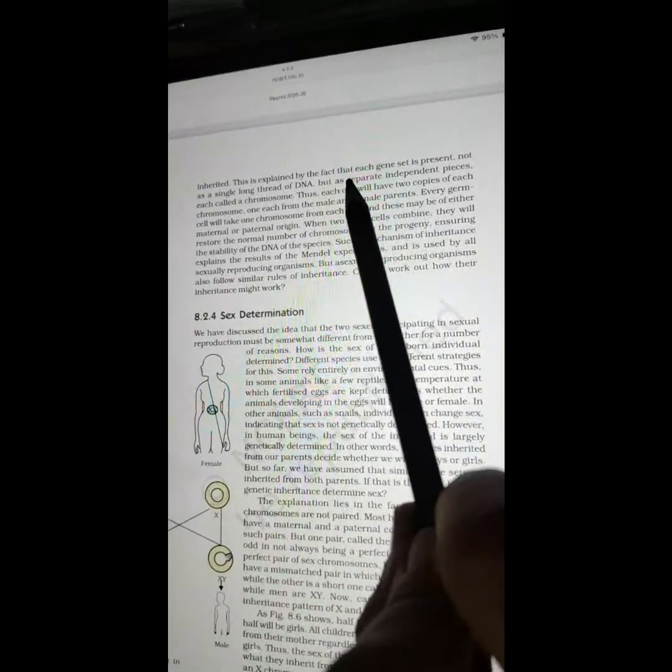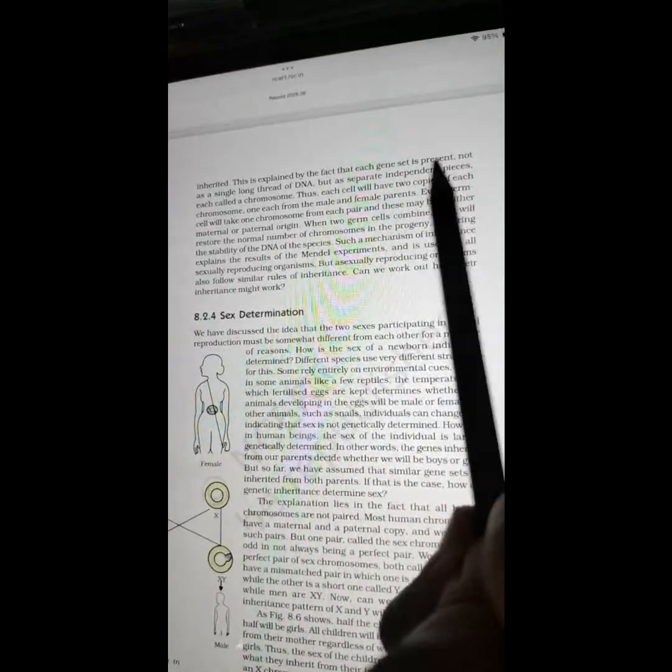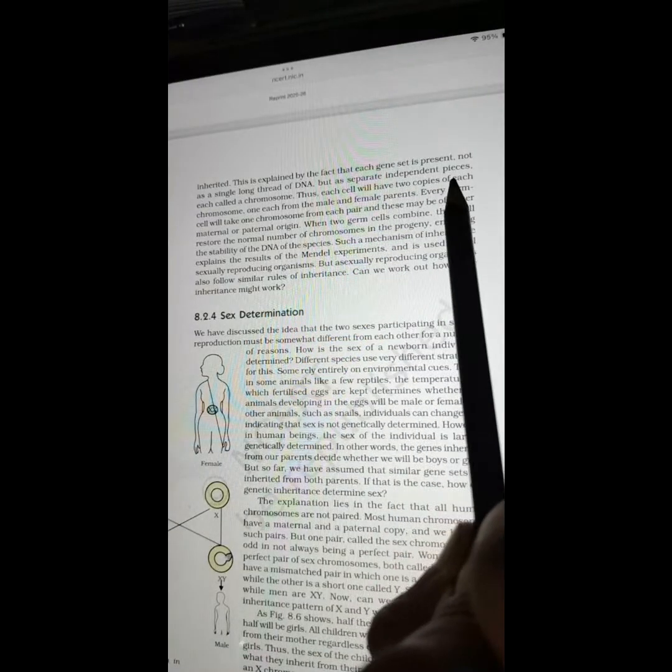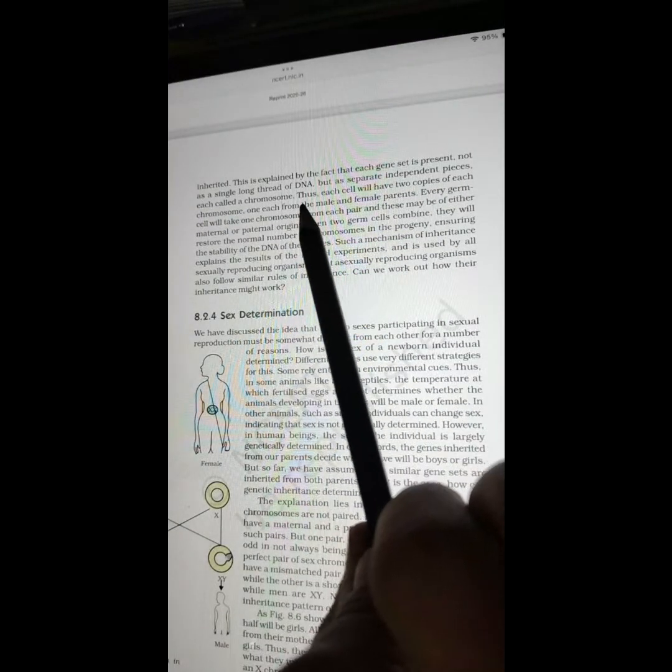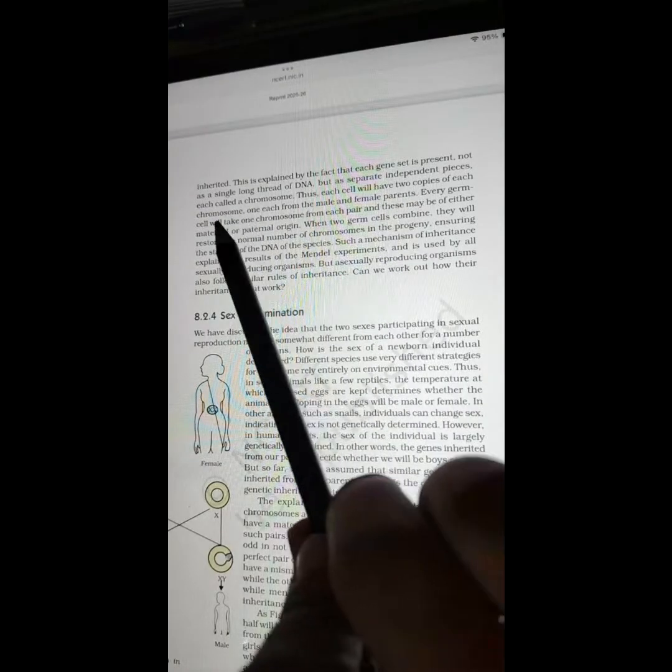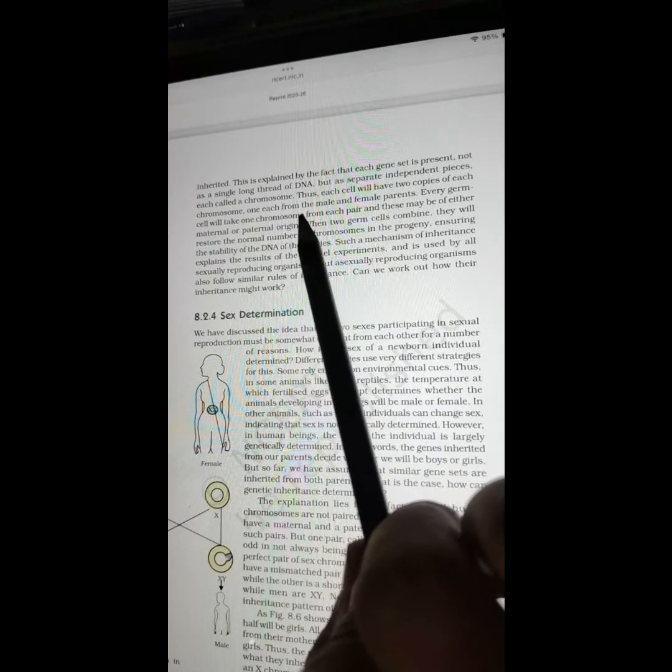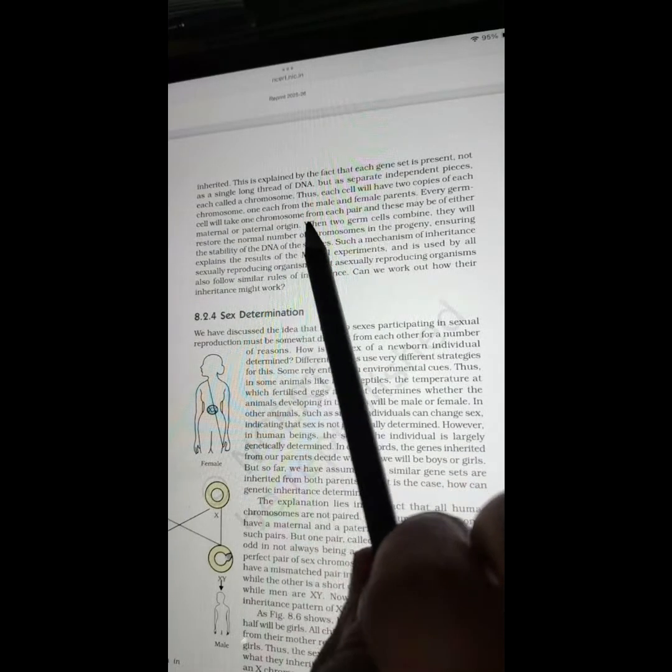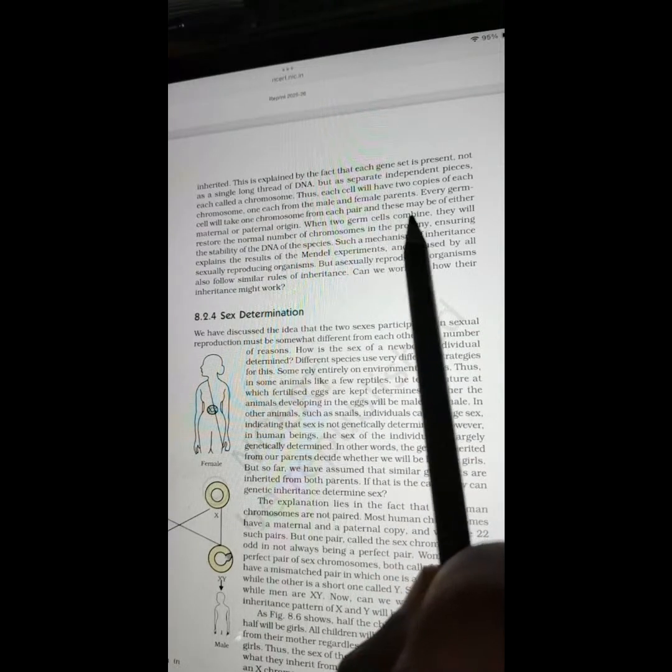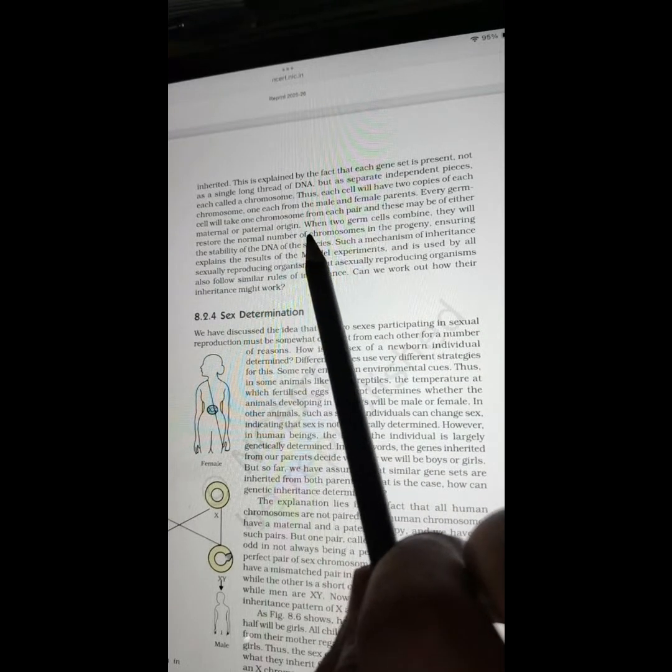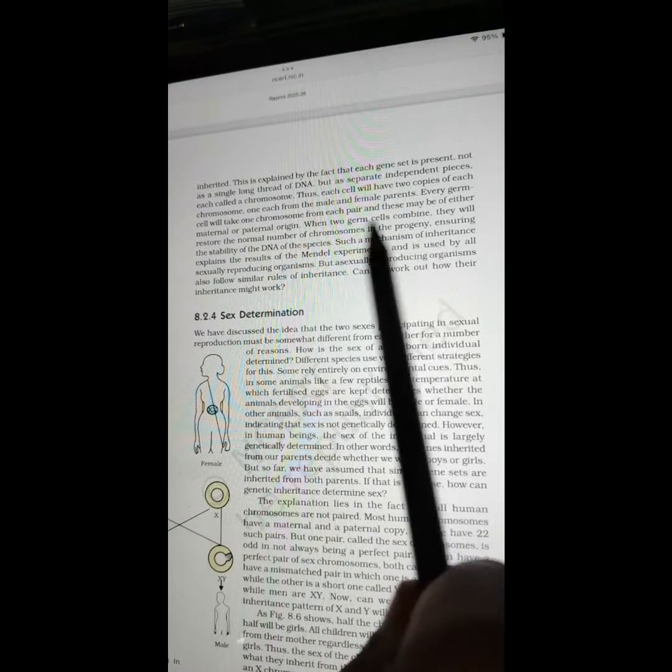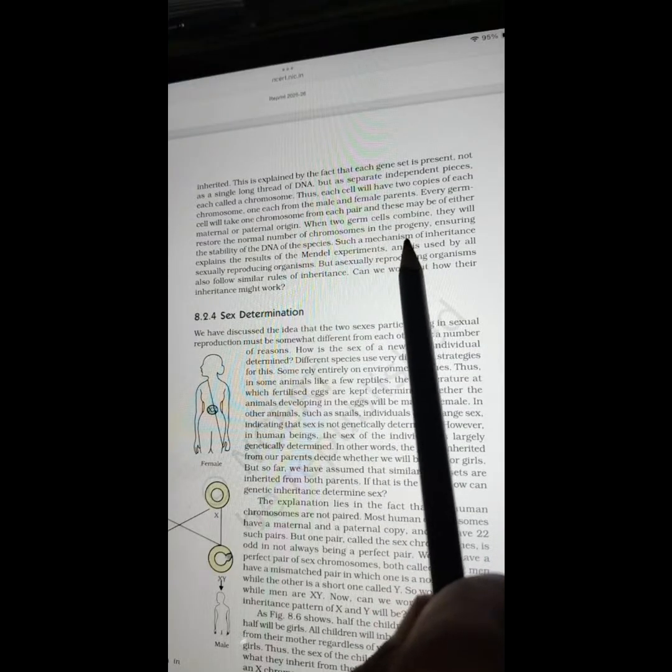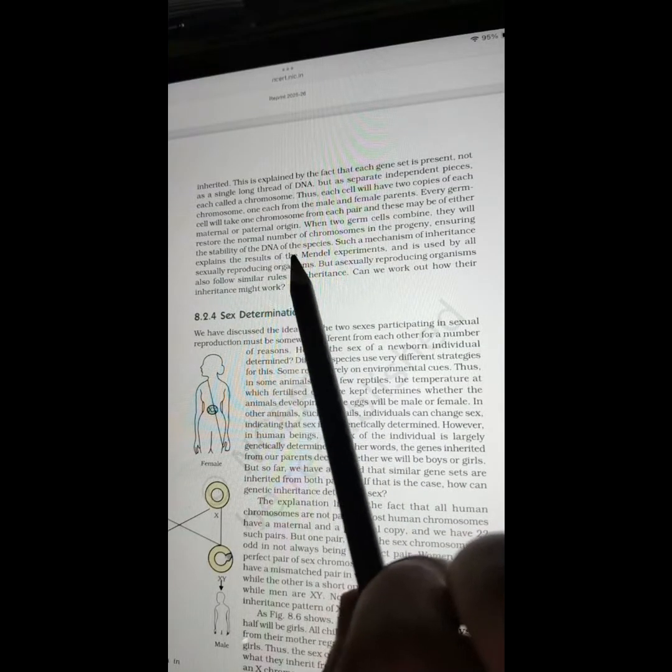This is explained by the fact that each gene set is present not as a single long thread of DNA but as separate independent pieces, each called a chromosome. Thus, each cell will have two copies of each chromosome, one each from the male and the female parents. Every germ cell will take one chromosome from each pair, and these may be of either maternal or paternal origin. When two germ cells combine, they will restore the normal number of chromosomes in the progeny, ensuring the stability of the DNA of the species.